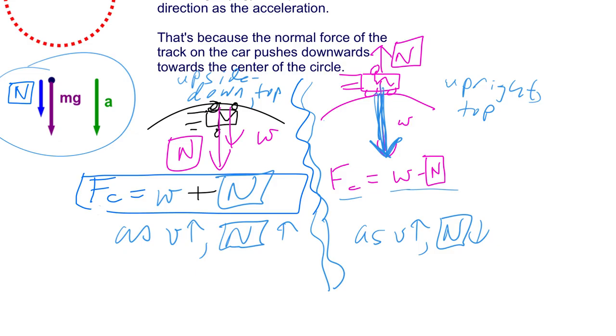Let's go to the new one, upside down. When you're upside down, the normal force is pointing down if you have it. If you're going fast enough, normal force plus the weight, because they both go in the same direction, is equal to the centripetal force, as I showed in this box. But as you go faster, the normal force will increase.